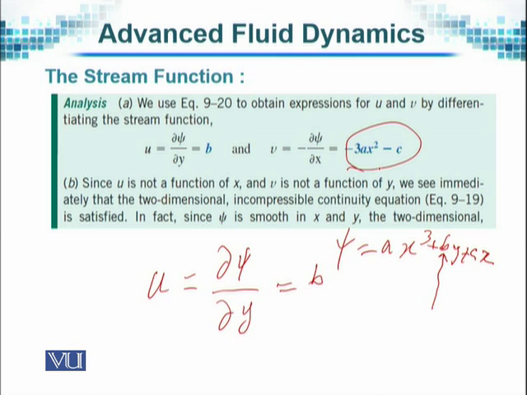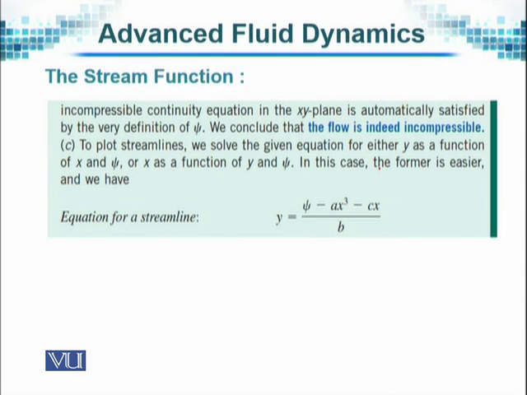The other thing that needs to be noted is that since u is not a function of x, you can see that u appears to be an absolute constant and it does not depend on any variable, either y or x. And v is not a function of y. So therefore, in the two-dimensional motion, the continuity equation is identically satisfied very smoothly without causing any problem.